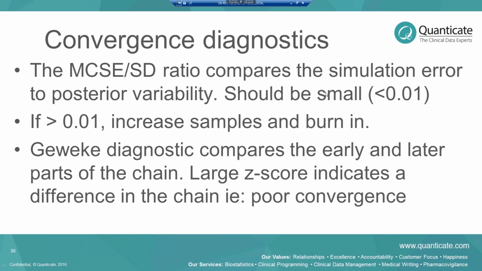This diagnostic compares the start of the chain with the end. So if you've got a large Z score, it indicates poor convergence, because it means that the start of the chain and the end of the chain are quite different.